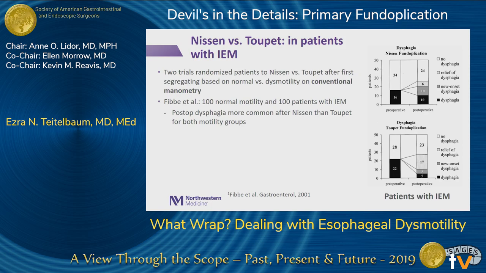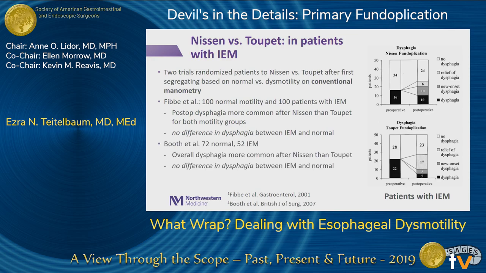And here's the patients with IEM. You can see those darker gray are the patients with dysphagia, and they had equal dysphagia before, but more patients had dysphagia after Nissen than toupee. However, interestingly, there was no difference in the rate of dysphagia between the patients with normal motility and those with IEM. So Nissen was worse in both groups, but the two groups were equivalent.